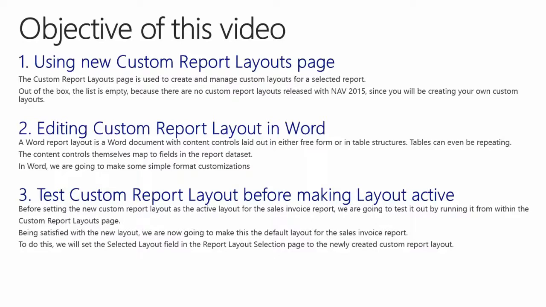Before setting the new custom report layout as the active layout for the sales invoice report, we're going to test it out by running it from within the custom report layouts page. Being satisfied with the new layout, we are now going to make this the default and active layout for the sales invoice report. To do this, we will set the selected layout field in the report layout selection page to the newly created custom report layout.